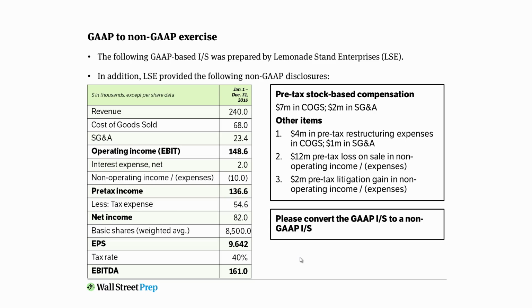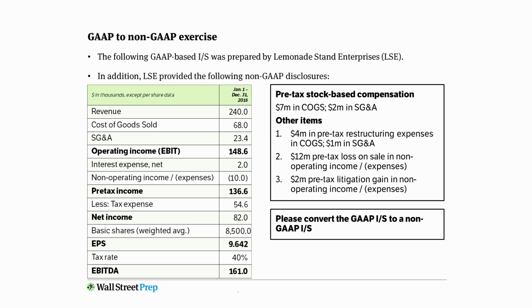Let's go through another exercise of converting GAAP to non-GAAP results. So the following GAAP-based income statement is prepared by Lemonade Stand Enterprises. For those that went through our basic accounting course, this is a familiar income statement. In addition, Lemonade Stand Enterprises provided the following non-GAAP disclosures.